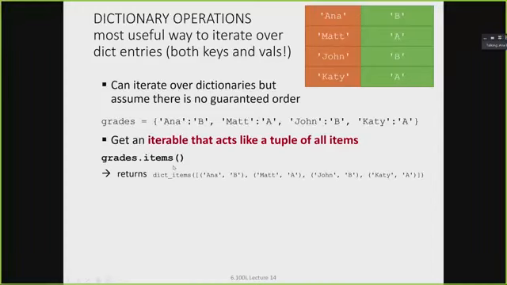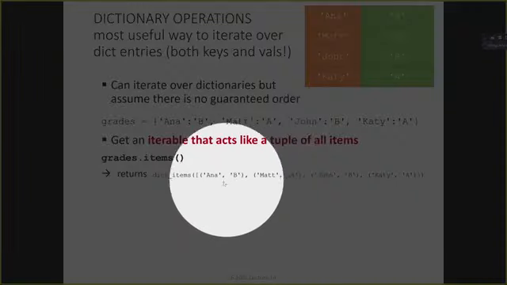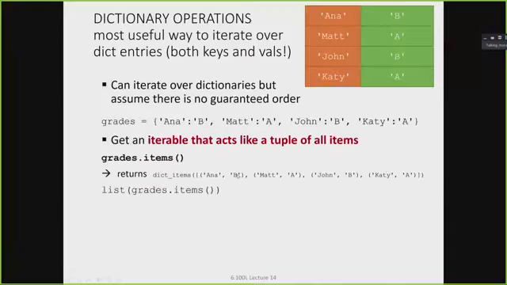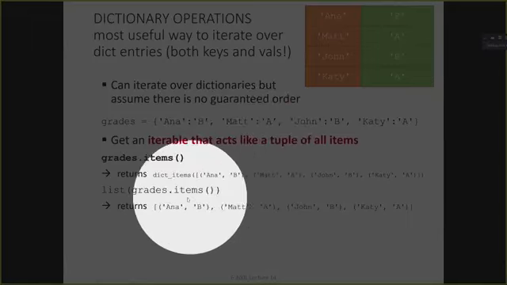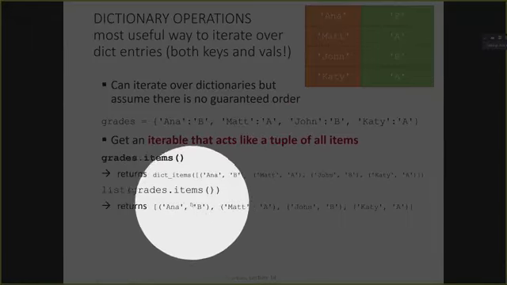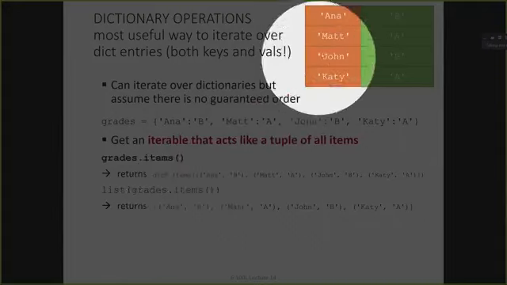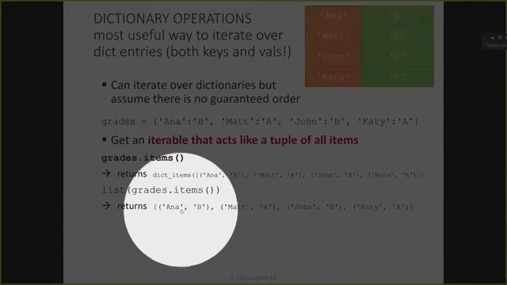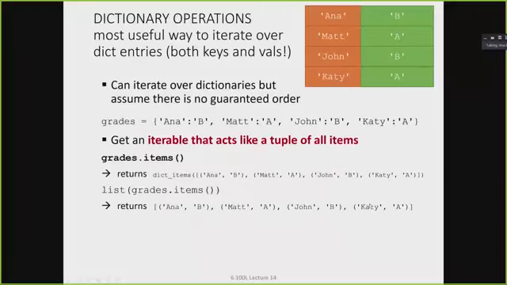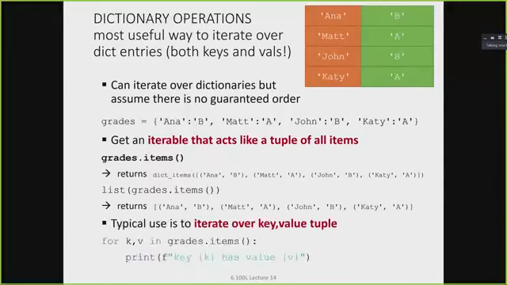And unsurprisingly, this will return also an iterable, where each element in my iterable is not just the key or the value, it's a tuple of the key comma the value. Okay? And again, we can cast it to a list to give us something that's more recognizable. You can see now each element in the returned list is going to be the tuple where I have an entry, right? So my entry Anna, comma B is this first element in my returned list, and then Matt A, and then John B, and then Katie A. So I grab these entries together where I have access to both the key and the value for that entry.